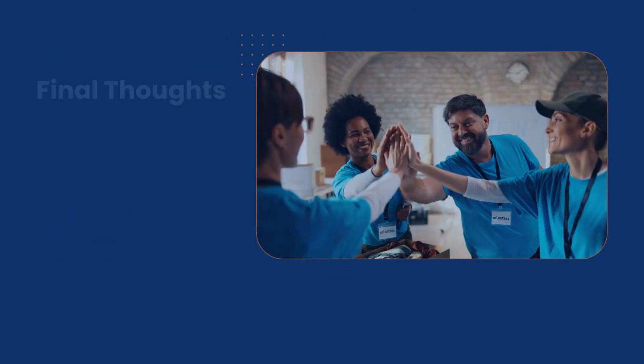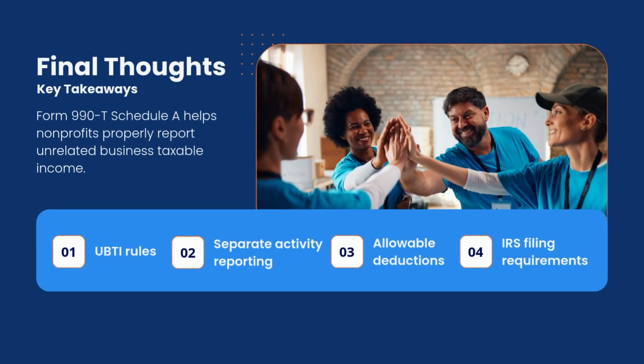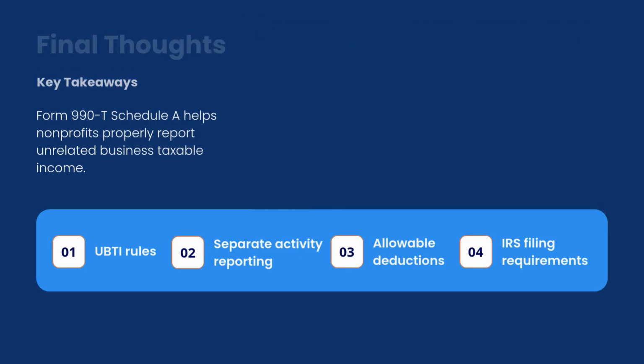Form 990T Schedule A plays a critical role in helping nonprofits properly report unrelated business taxable income. While the filing requirements can seem complicated, understanding what counts as unrelated business income, how activities are separated, and how Schedule A works can help organizations stay compliant and avoid costly IRS issues. If your nonprofit earns income outside its exempt purpose, it's important to review your filing obligations carefully and maintain detailed records throughout the year.